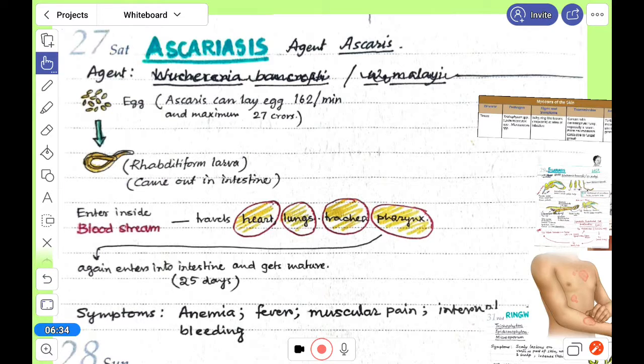Next one, Ascariasis, by Ascaris lumbricoides. This Ascaris lumbricoides is found in our intestine. They can stay there and lay eggs. Ascaris can lay 162 eggs per minute, at high speed, and a maximum of 27 crore. From that egg, larva forms rapidly and comes out in the intestine. After that, it enters several areas of our body.